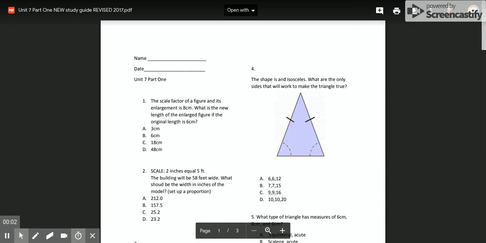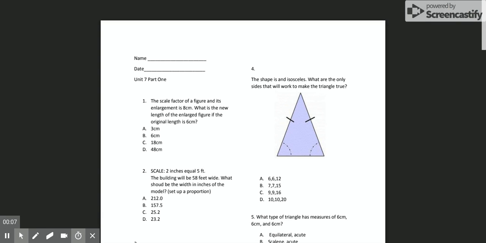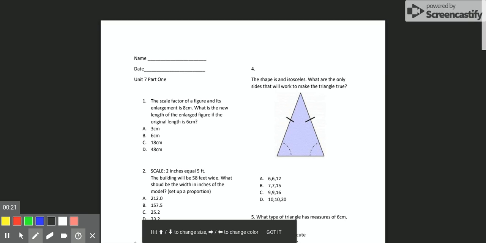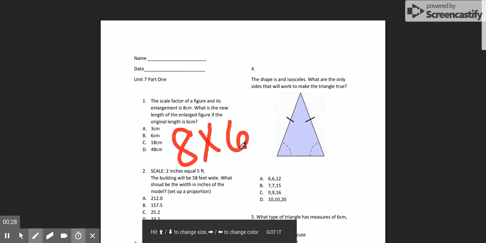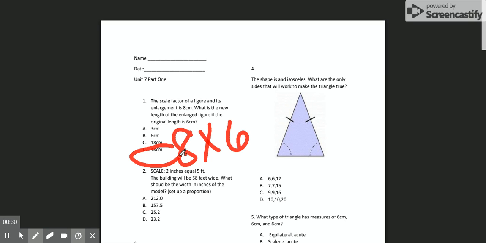So we're going to go over the study guide. Number one, the scale factor of a figure and its enlargement is 8, and it wants to know what is the new length if the original is 6. So all we have to do is multiply. So you do 8 times 6, and you get 48. That's all there is to do with that one.